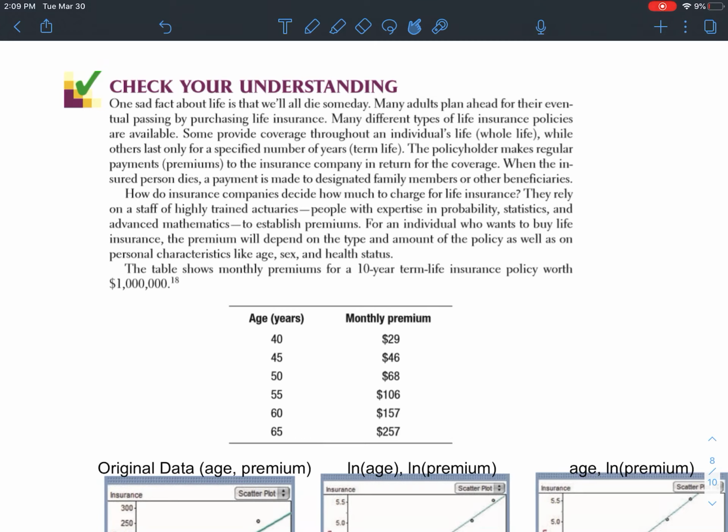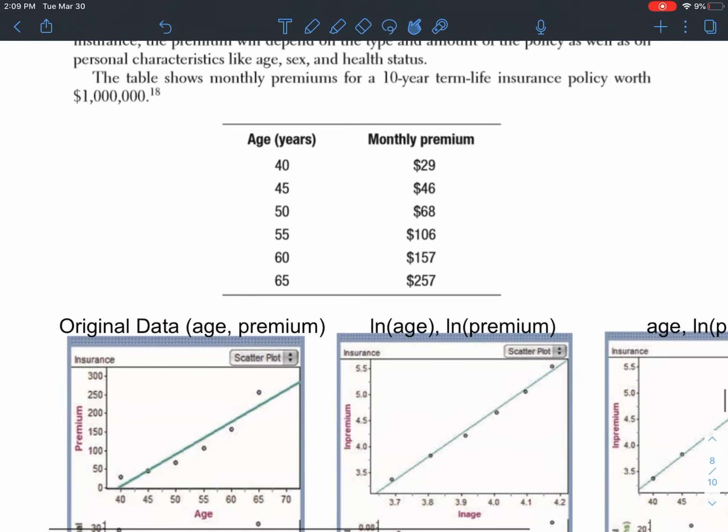The table shows monthly premiums for a 10-year term life insurance policy that is worth $1 million. So you can see here is the age of these individuals, and this is how much they would have to pay per month to be covered for $1 million worth of life insurance.